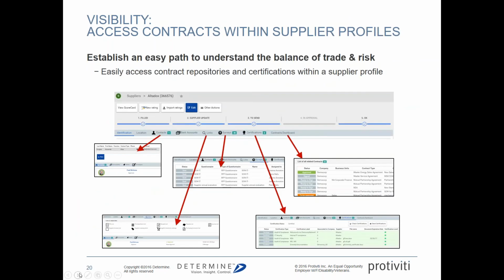Finally, another area of creating improved visibility is really being able to easily establish access to contracts from supplier profiles.